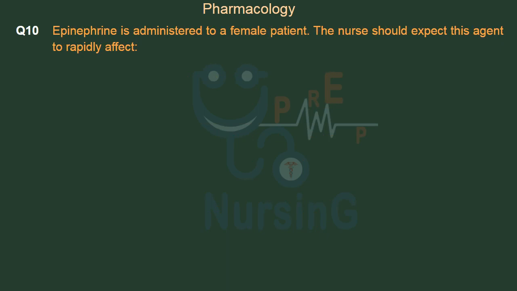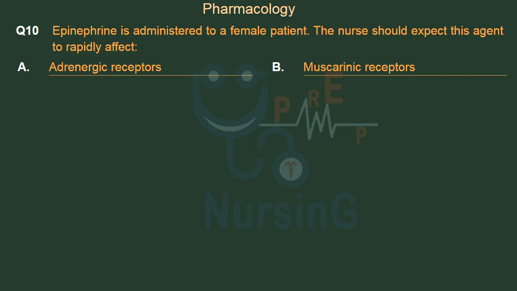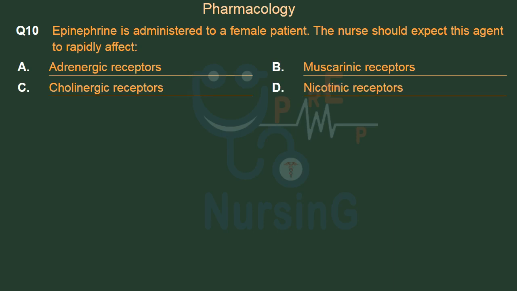Epinephrine is administered to a female patient. The nurse should expect this agent to rapidly affect Option A. Adrenergic receptors. Option B. Muscarinic receptors. Option C. Cholinergic receptors. Option D. Nicotinic receptors. Right answer is Option A. Adrenergic receptors.